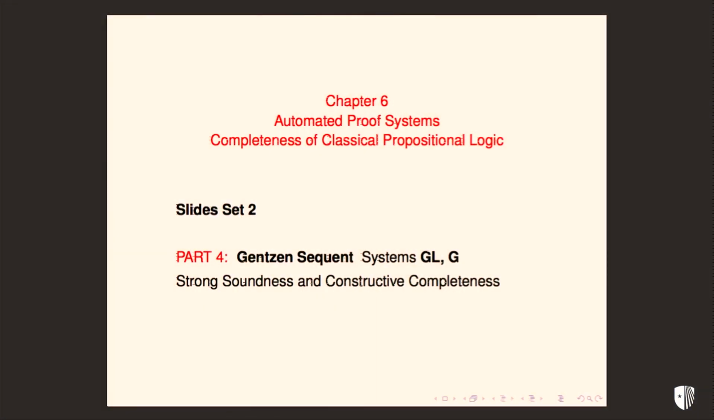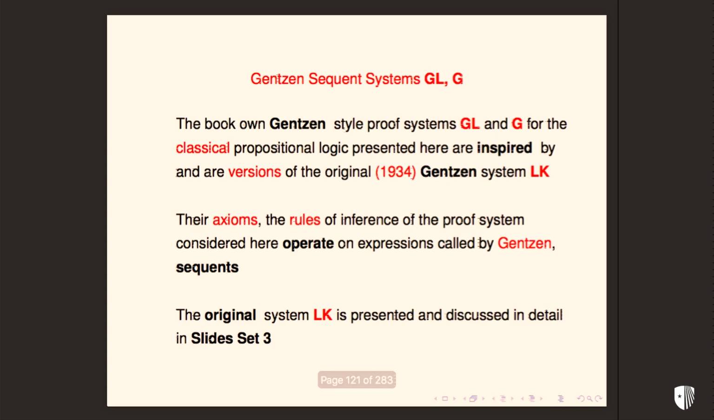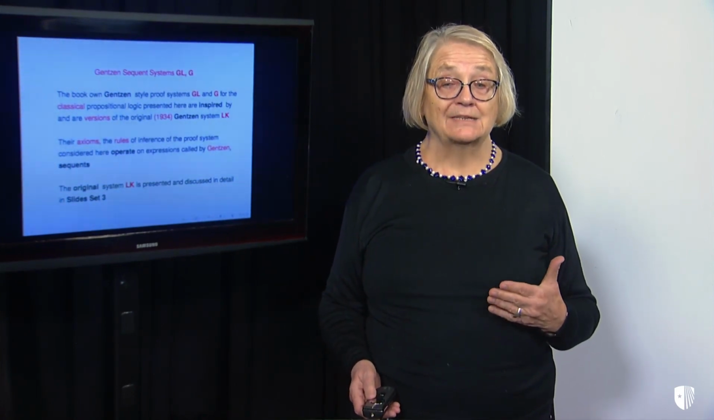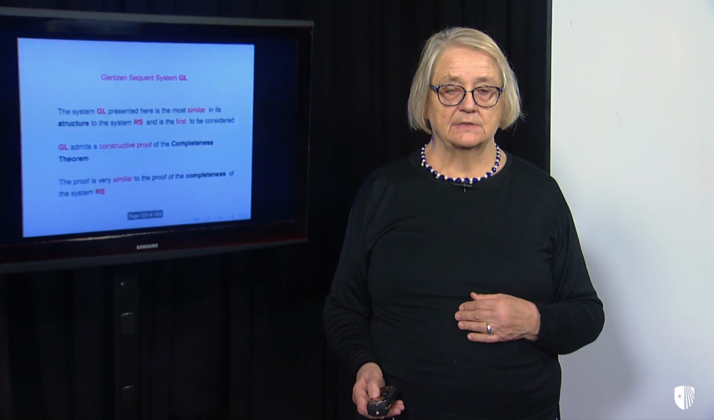Now we are going to talk about the Gentzen sequent system and prove everything we did before for that sequent system, but it has a little bit more complex structure. We will do two systems, GL and G, for classical propositional logic, which are inspired by our original Gentzen, which is closer, or very close, to the RS system, as close as possible. But they are based on sequents. So let's now define what it is.